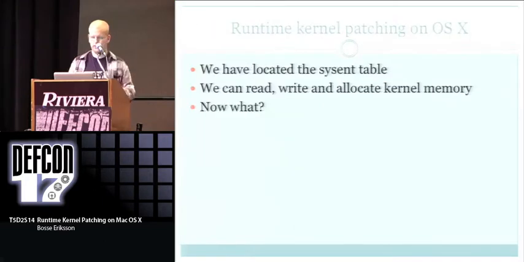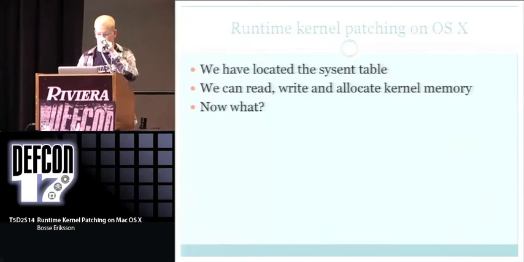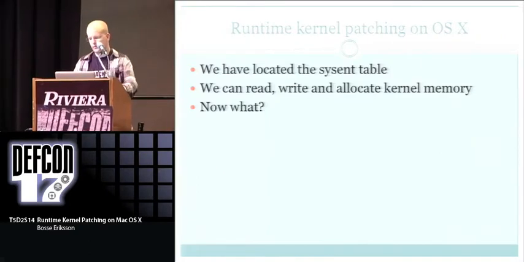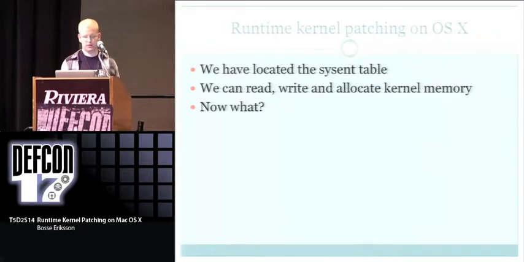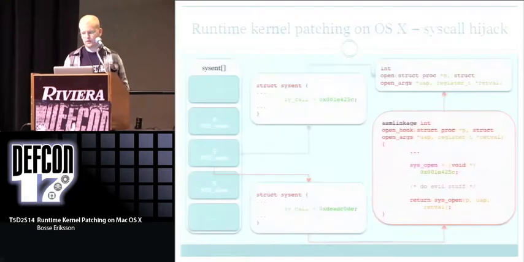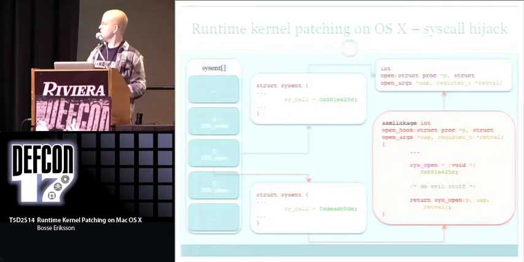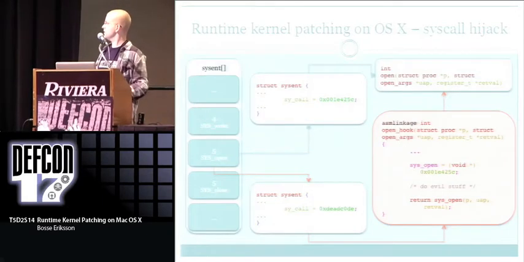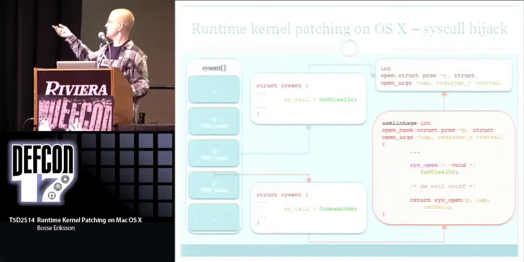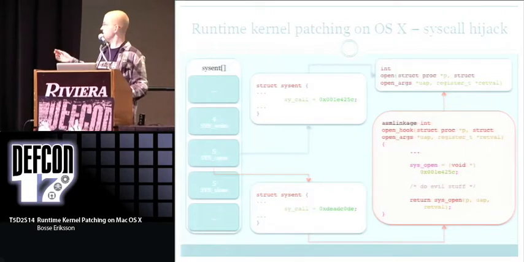So now we have located the sysentry table, which holds all the system calls in the OS. We can read, write, and allocate kernel memory, which is good. So now we're just going to get down to the dirty business. It looks basically like this. We have the sysentry table, which contains all the system calls. Normally it points to something like 001E425C. I think that's for one revision back of the XNU kernel.